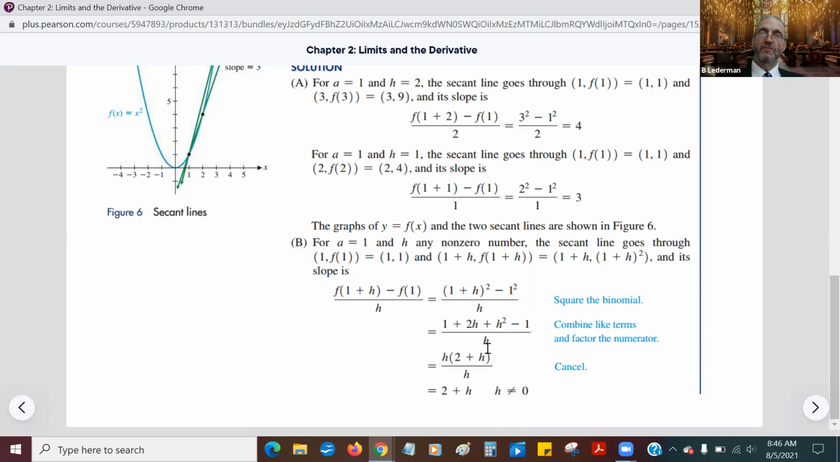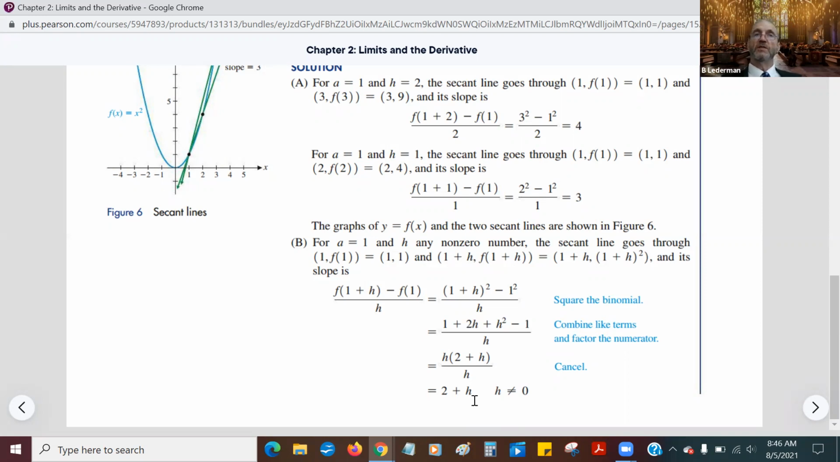I factor out an h, then I cancel out the h, and I have 2 plus h. This we're going to see is going to happen a lot, especially when we do polynomials like we're doing now. I'm not saying it's going to happen for every function in the world, but it's going to happen a lot, especially for polynomials. So factor out the h, I have 2 plus h.